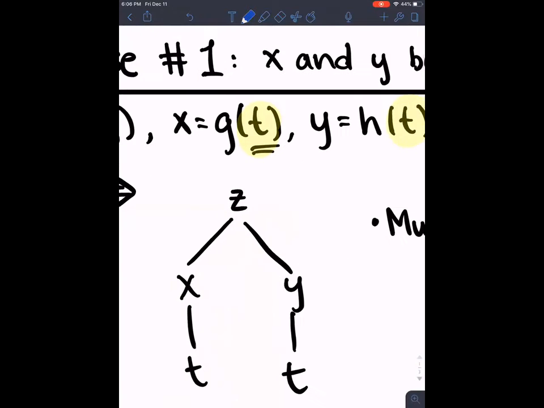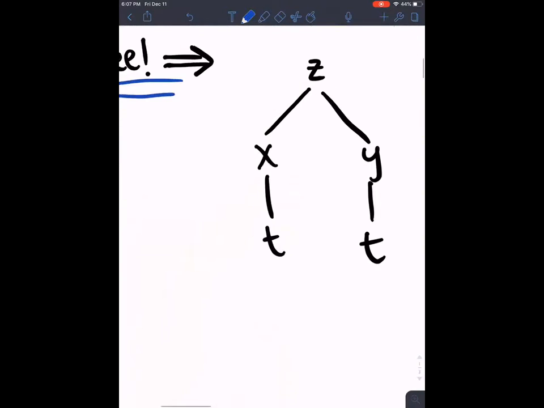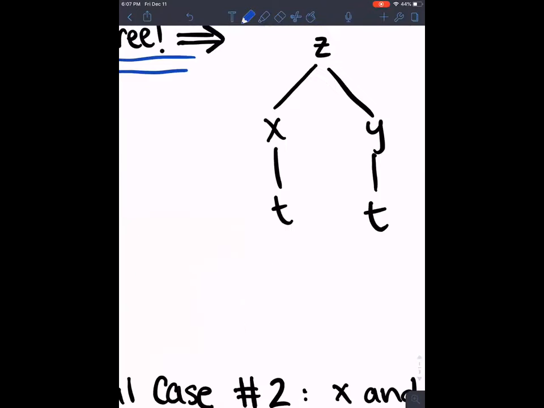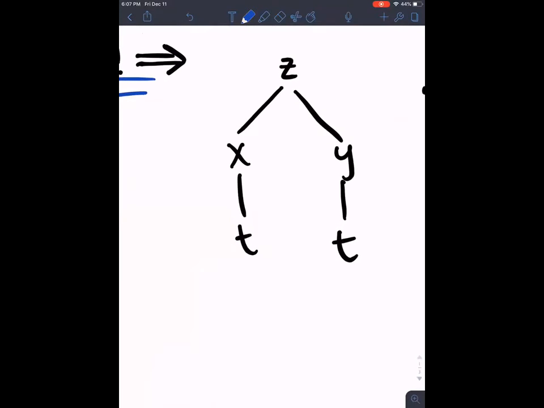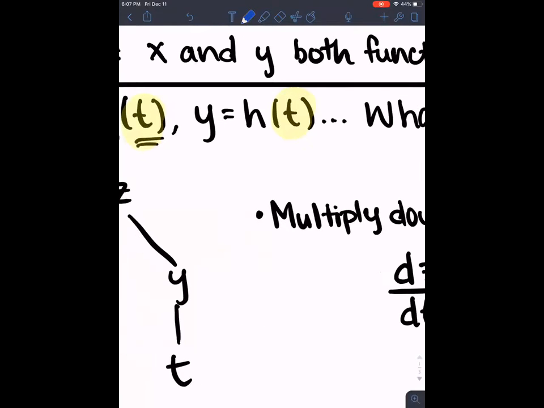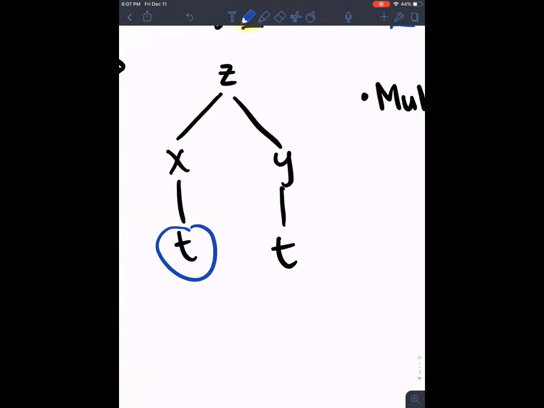And then we do the same thing for x and y. So if x is a function of t and just t, a single variable, then you draw a straight branch down to t. And if y is a function of t, then you can also draw a straight branch down to t. So how you build the tree is you basically take a function and then draw branches to what that function is a function of. And we did that for z, x, and y.